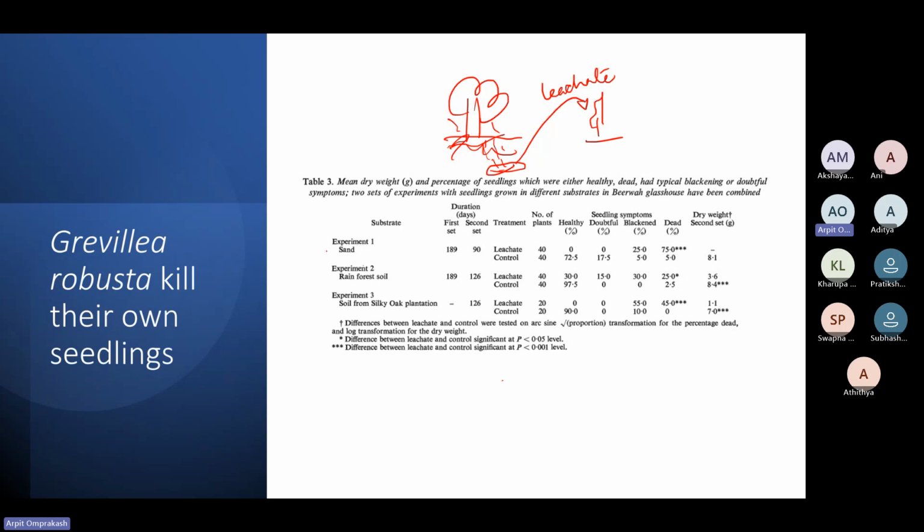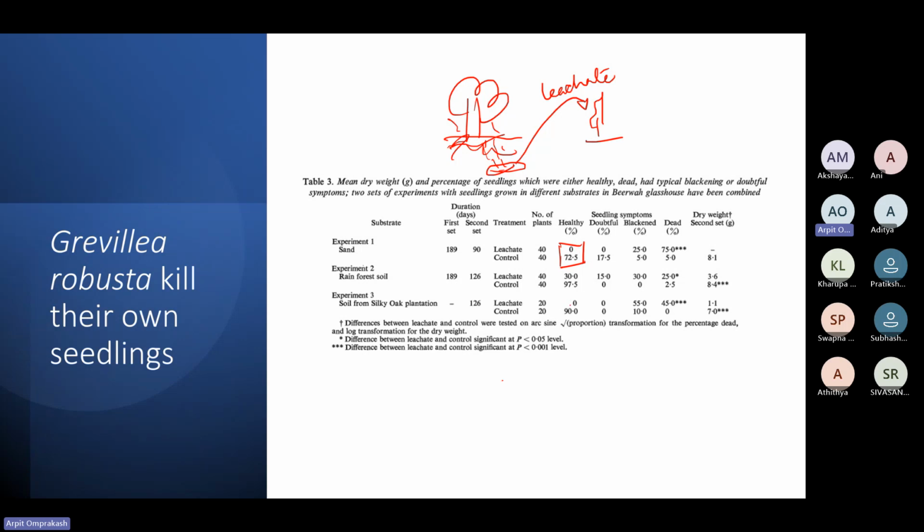So basically, when they did this experiment in sand, they found that in the control case, when growing seedlings without any leachate, 72% of the seedlings are healthy and growing. And if they put leachate in this sand and grow the seedlings, then none of the seedlings survive. So this leachate contains some chemicals or secretions that prevent the plant from growing in the sand, because from 72% it becomes 0%.